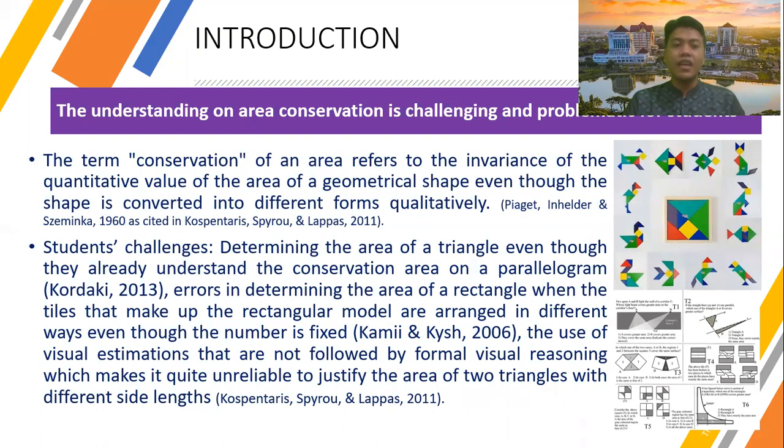In understanding area conservation, students need to determine the area of a triangle, for example, even though they already understand conservation of area on a parallelogram. Errors occur in determining the area of a rectangle when the tiles that make up the rectangular model are arranged in different ways, even though the number is fixed. The use of visual estimations that are not followed by formal visual reasoning makes it quite unreliable to justify the area of two triangles with different side lengths.